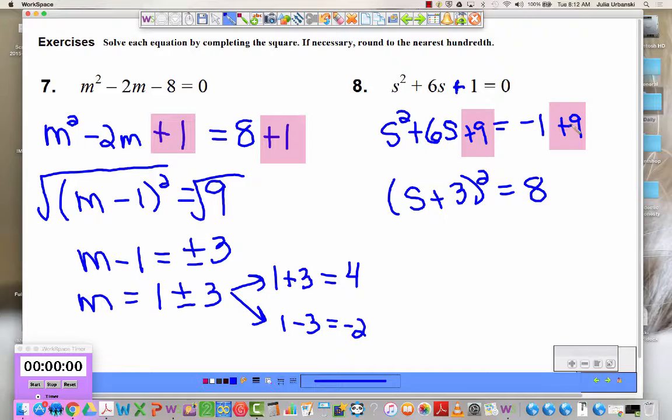Okay, -1 and then +1. So now you take the square root of both sides, and you get s plus 3, the squares went away, equals the square root of 8. We don't know the square root of 8. The directions say round to the nearest 100. So you can either do that now or you can do it at the end. It might be easier for you guys if we do it now. So it equals plus or minus. Find the square root.